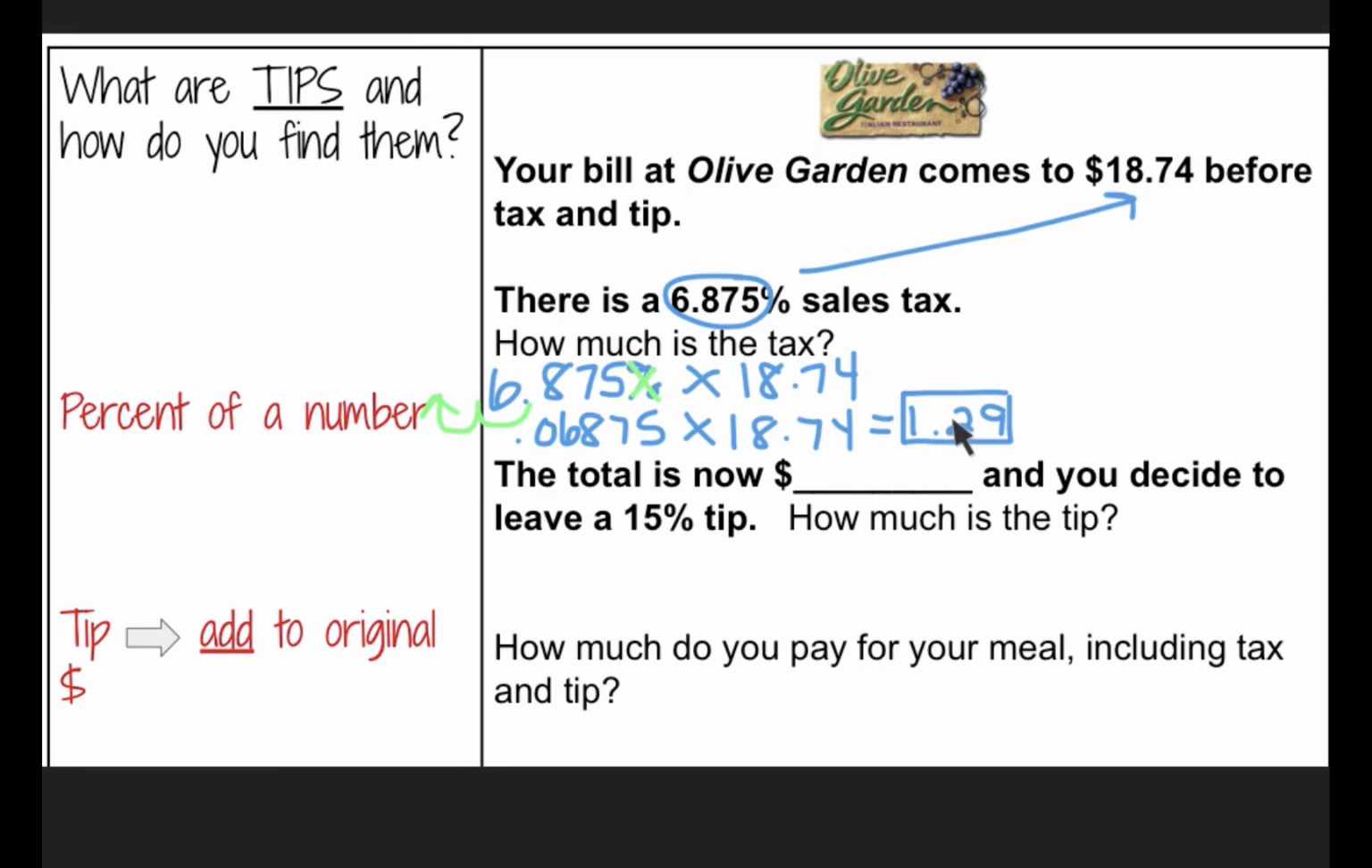Now, is this right here the cost of my meal? No, that's the tax that I have to pay. And we know tax is an additional amount. So now we need to take our tax and add it to our bill. So I'm going to do that over here. We have our $18.74, and we're going to add our tax, which is $1.29. And when we do that, what is the total now with tax included? $20.03. So that's what I'm going to put right here in this empty slot that says the total is now blank.